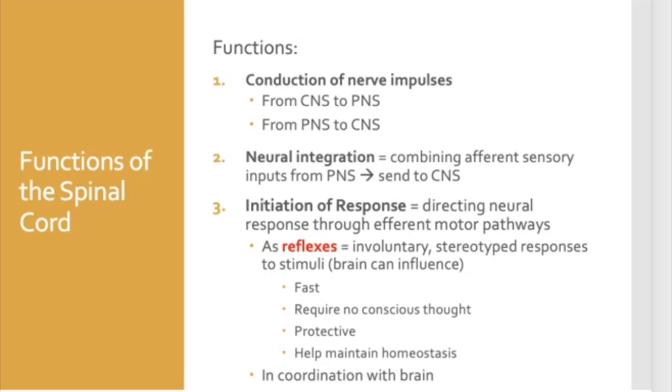The spinal cord is also capable of initiating a response. In other words, it can integrate the incoming information and initiate the response. These are referred to as reflexes. These are involuntary, stereotyped or stereotypical responses, as we call them. They're very fast. They don't require any conscious thought because the brain's not involved. Reflexes are often protective because they are so fast, and they help maintain homeostasis. The spinal cord often works in conjunction with the brain, but it is capable of reflex activity.